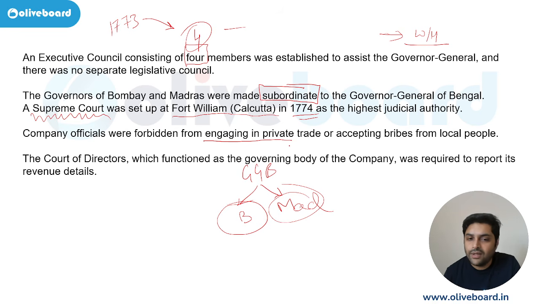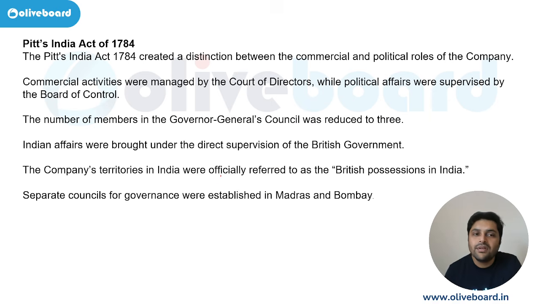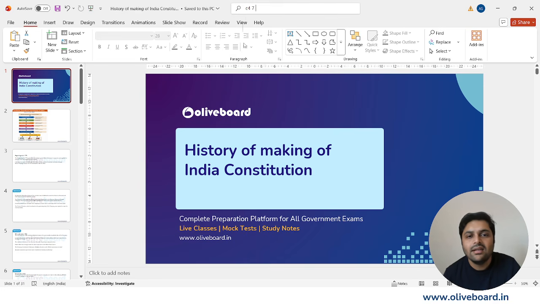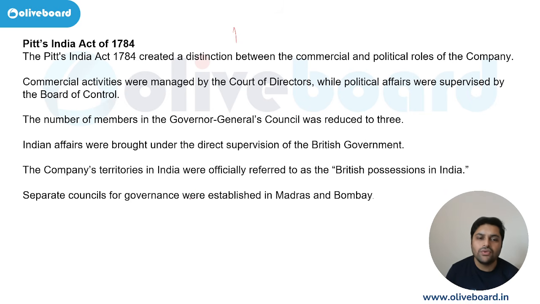Company officials were forbidden and court of directors was there. Please remember COD, not cash on delivery. This is court of directors. We will remember it like this. It will be used for reference going forward. Court of directors. Okay. Four important points. Next came Pitt's India Act. From the Act of 1773, it was seen that there were various issues.